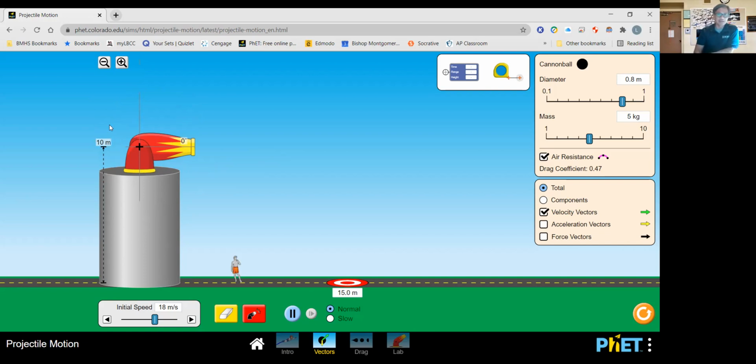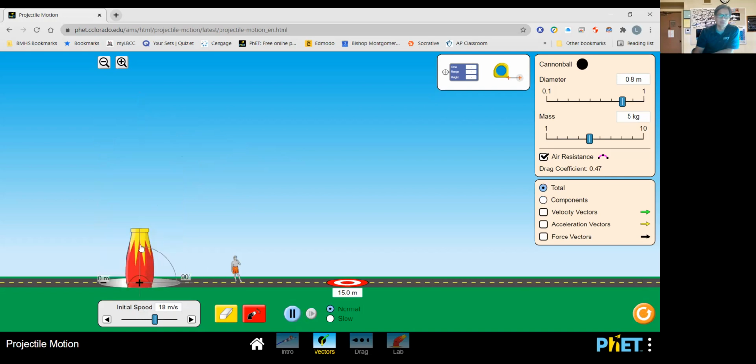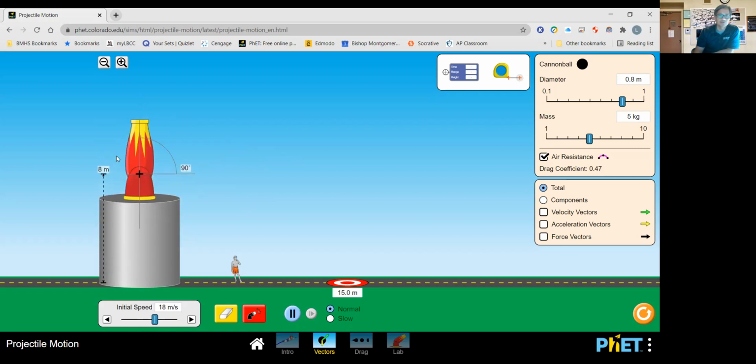Okay, remove air resistance. We've got the velocity vector and the components in there. I'm going to launch the rocket. Let me try that again. I'm going to slow down the speed here. Sorry, guys. Let me reset that. We have this 10 meters right there.